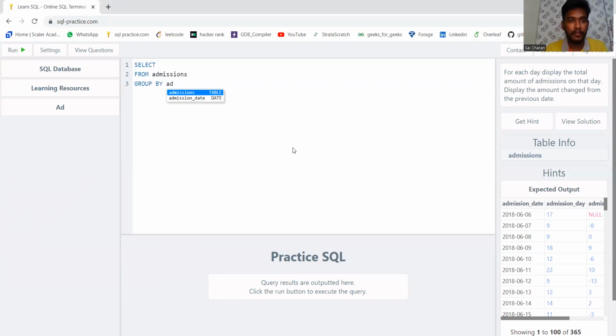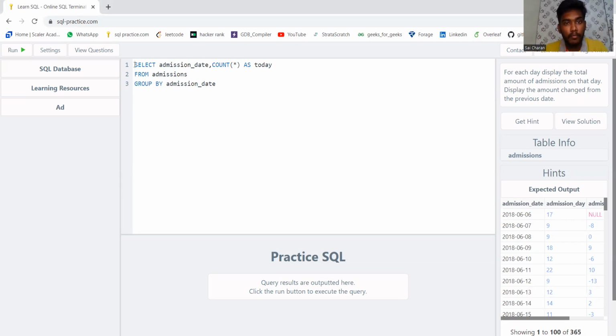Grouping over admission date. So let us extract admission date, comma, count star, and I am naming it as today. Is that fine? Because these are all admissions. Let's say there were 10 admissions on that particular day. That is the reason I am naming it as today.